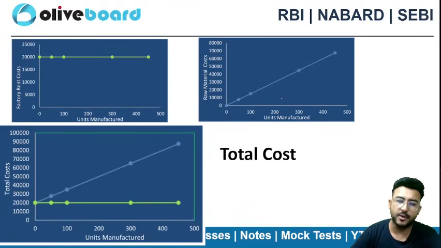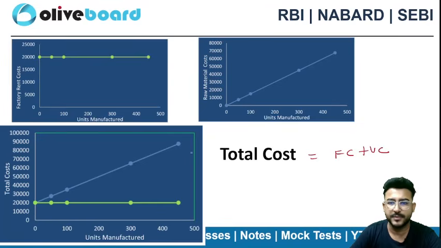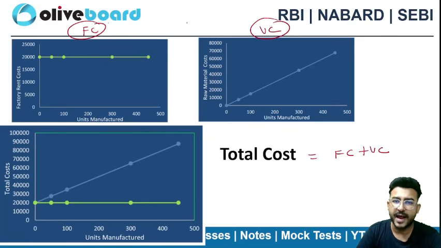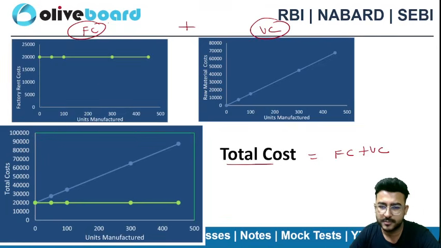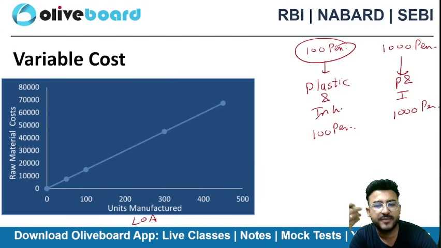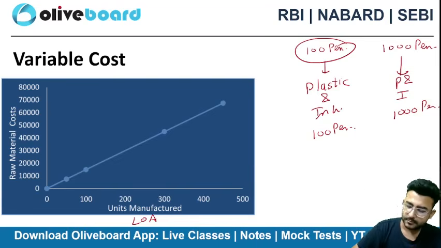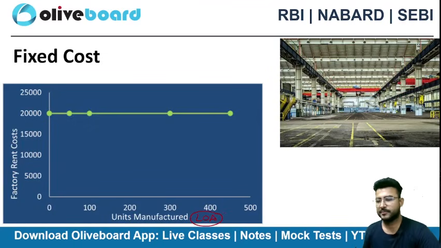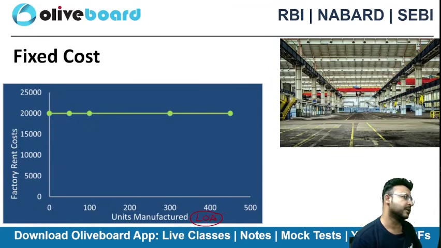Then comes the total cost. Total cost is nothing but your fixed cost plus your variable cost. So this is my variable cost, this is my fixed cost. If I add it up, I will get the total cost. Acha, tell me, if I have some fixed cost, a rent obligation or any other fixed cost, can my total cost ever be zero if I don't produce anything?